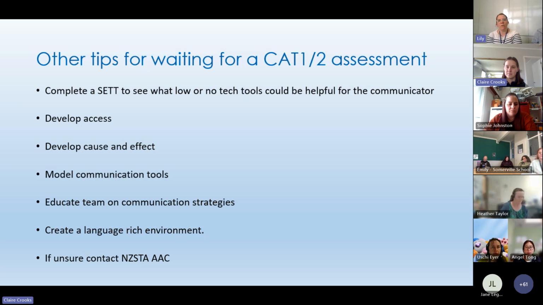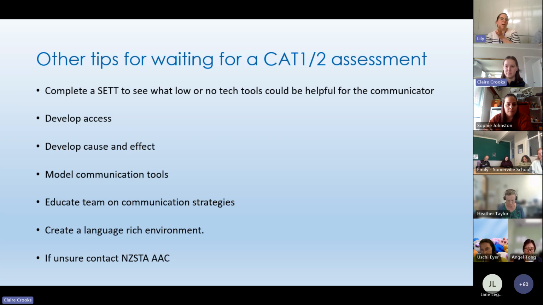There's still heaps of value in the team around that person using something like a call board, because they start to learn those skills around modeling, providing communication opportunities, and providing a communication rich environment. That makes the transition to a high-tech assessment so much smoother, easier and faster, once the supporting adults understand modeling. I've had so many over the years who really didn't want to start on a low-tech system initially, and afterwards have said, I'm so glad we did that, because moving into the high-tech was so much easier.